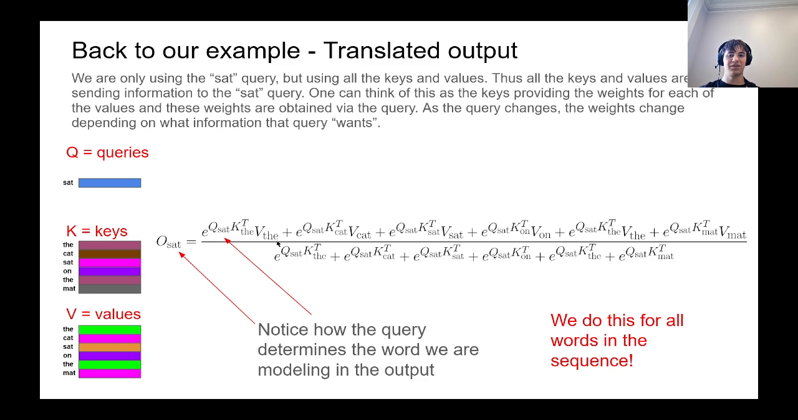So notice how the queries basically define the output here. You do this for all the other words. So let's say we wanted to do this for cat. We would replace the query with the query for cat.